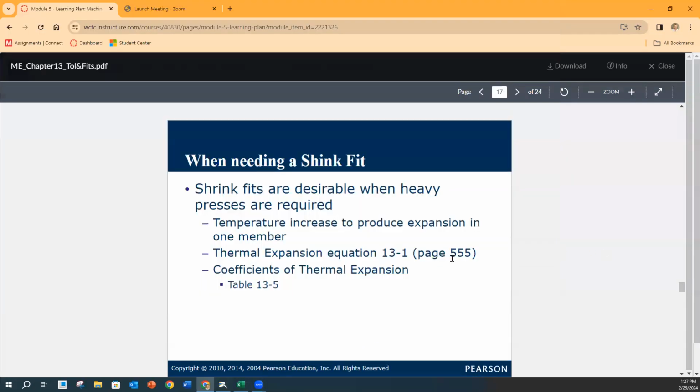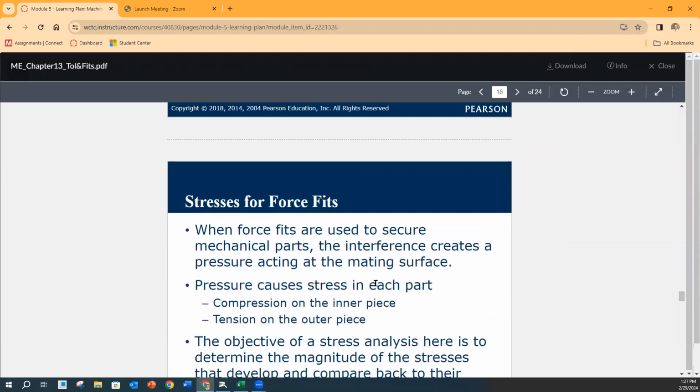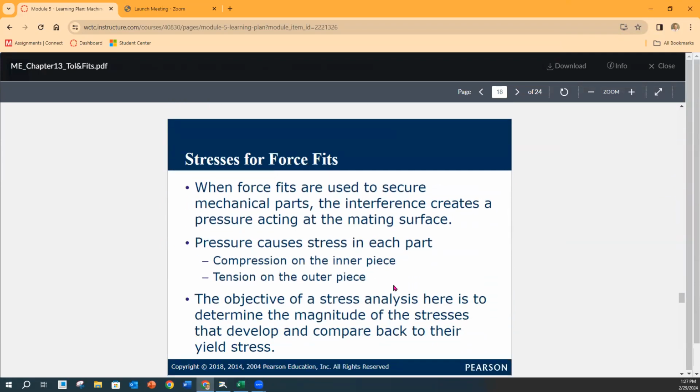Now, as we look further, stresses for force fits. So as we said earlier, when we have two parts that are trying to occupy the same space, okay, one is going to expand and one is going to contract. And through that process, pressure is going to be created, okay? Now that pressure is going to be in compressive form on the inner part, and it's going to be in tension or pulling apart on the outer part, okay?